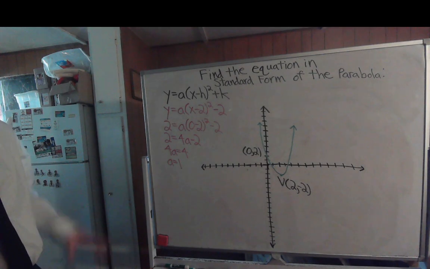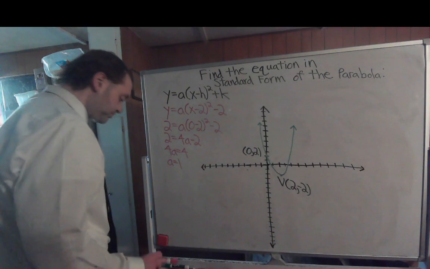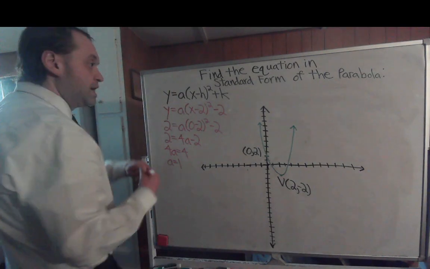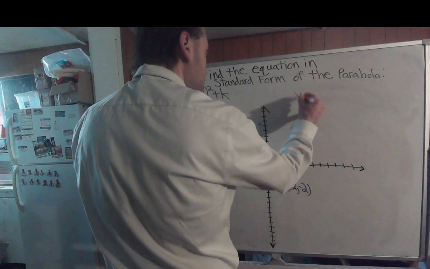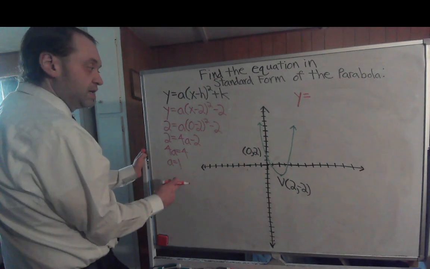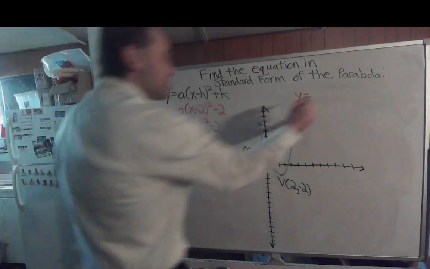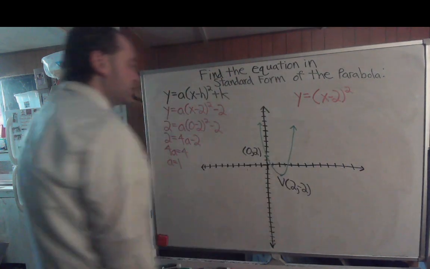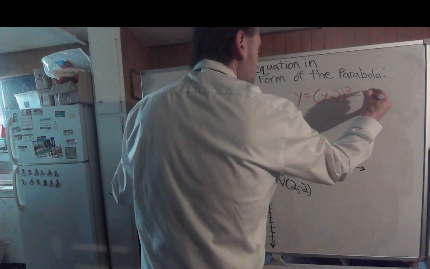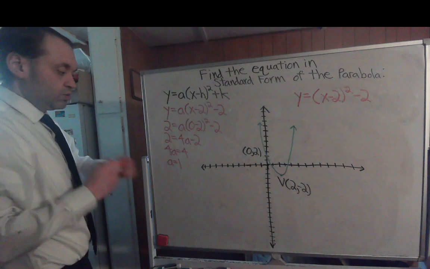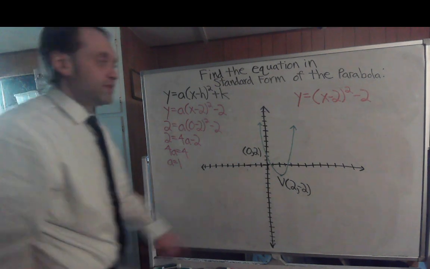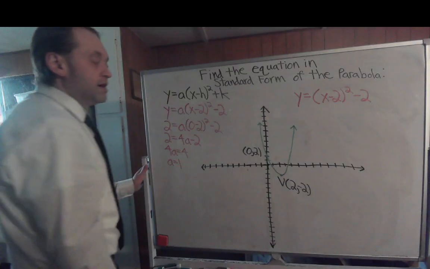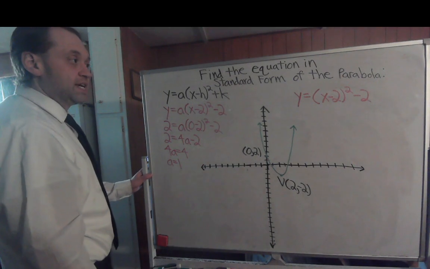Now let's come back to our equation here. y would equal, that a is 1, so we don't even need to put anything there. We'll just have x minus 2, that quantity squared, then minus 2, because the original goal was to solve for your a. Now we have a hope of getting this into standard form. So here is the vertex form of the parabola.